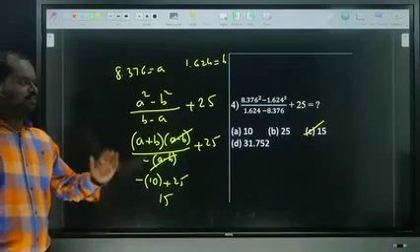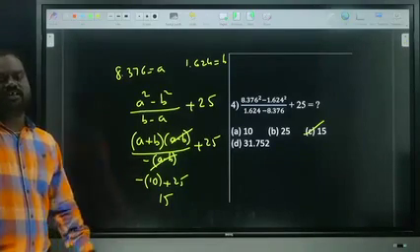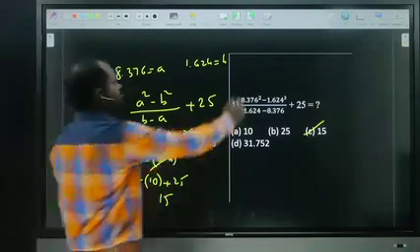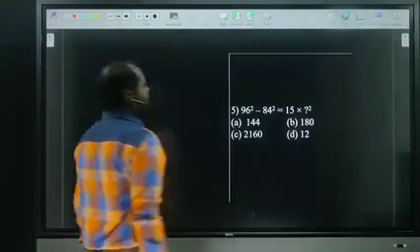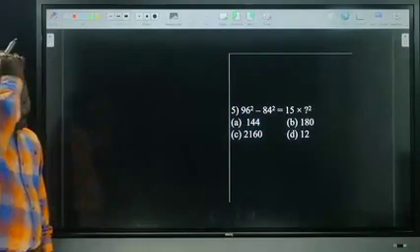Some people are giving option C, ma. Is it clear? Now try this, ma. Try this.